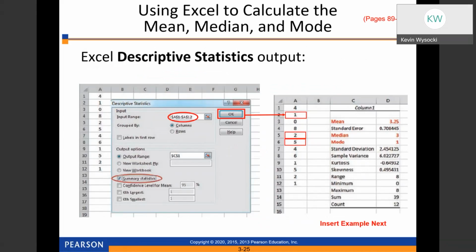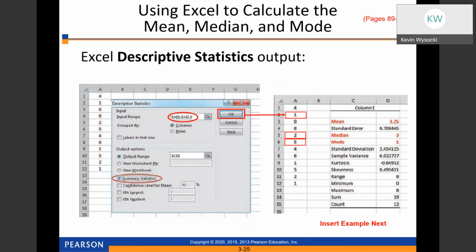And it works really similar to the histogram one. The box's layout's really similar. So you highlight your range where your data is. So that's all your raw scores. You can't use descriptive statistics if your data is already in a frequency chart. So this is just for a list of 20 numbers, 100 numbers, etc.